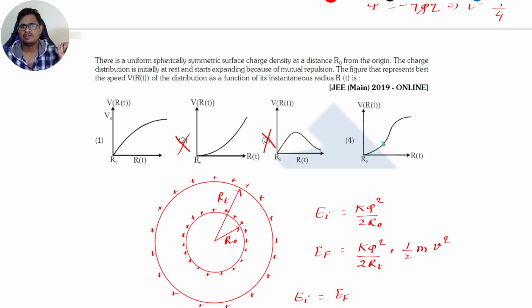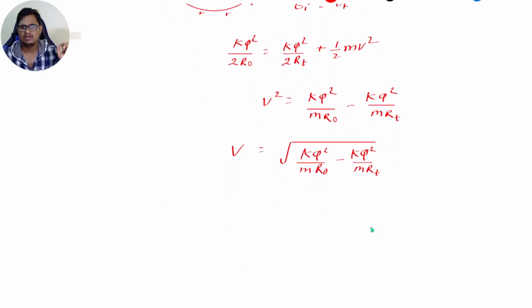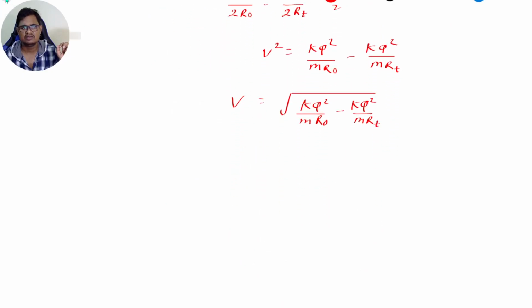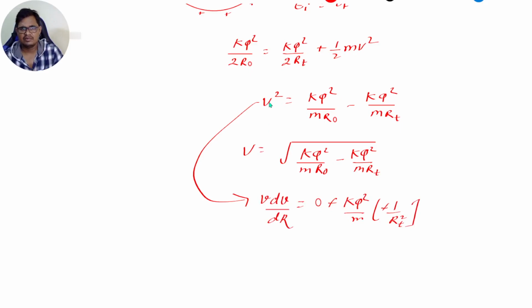These two graphs can be differentiated on the basis of slope, because here there is a continuous variation and the slope keeps on decreasing. Here the slope is increasing, reaches a maximum, then decreases. To get the slope, we have to calculate dv by dr. We know v as a function of r, so I will differentiate this function. v squared differentiated with respect to r will be 2v into dv by dr. The first term gives 0, and minus kq squared by m rt differentiates to plus kq squared by m rt squared, since minus minus becomes plus.